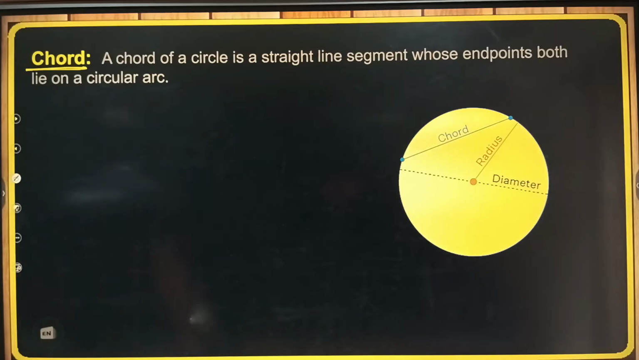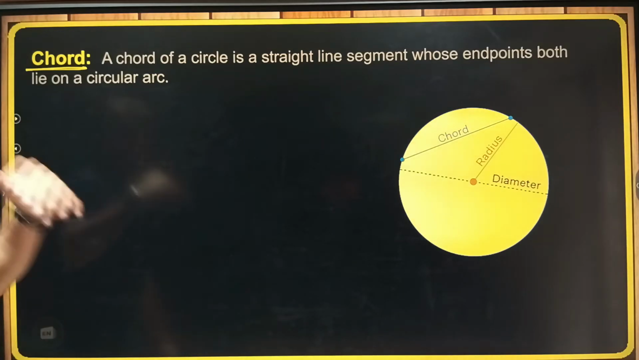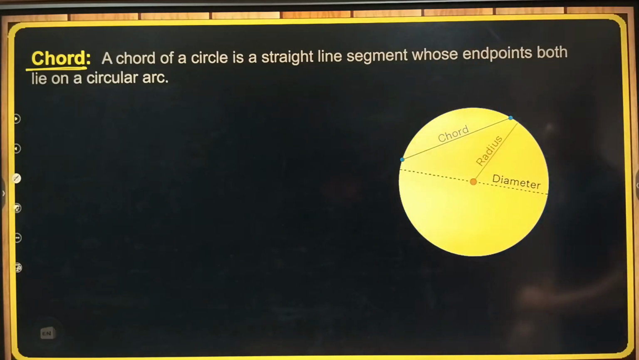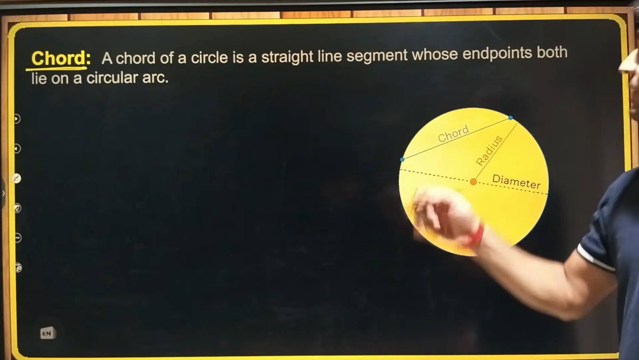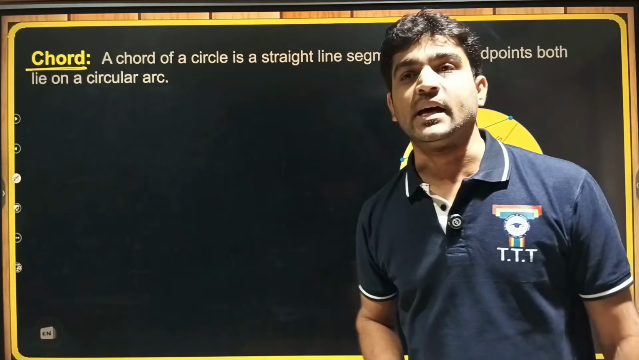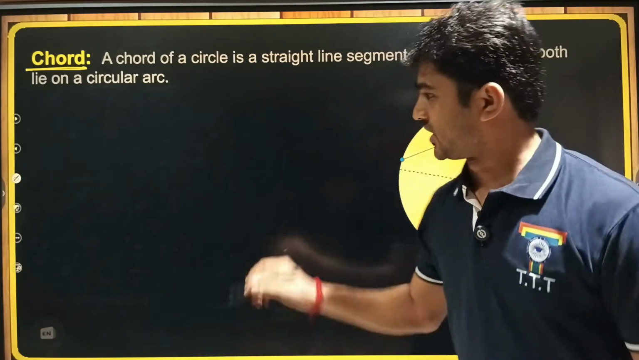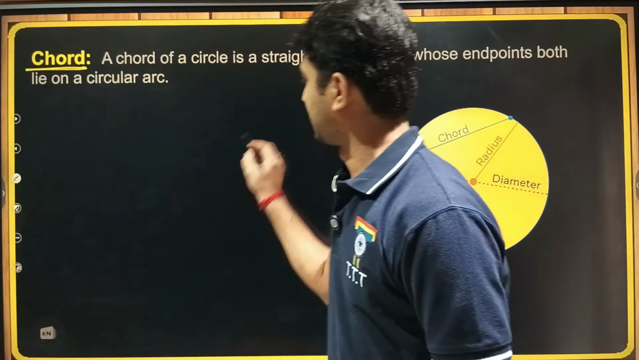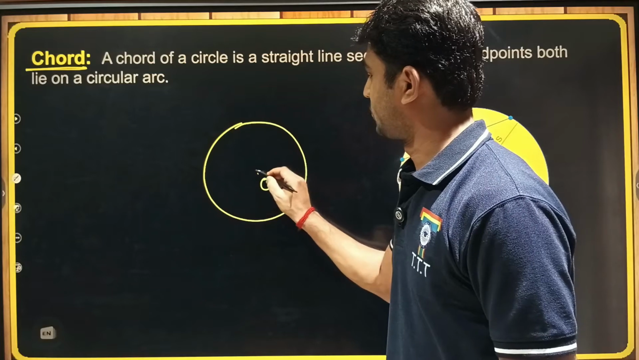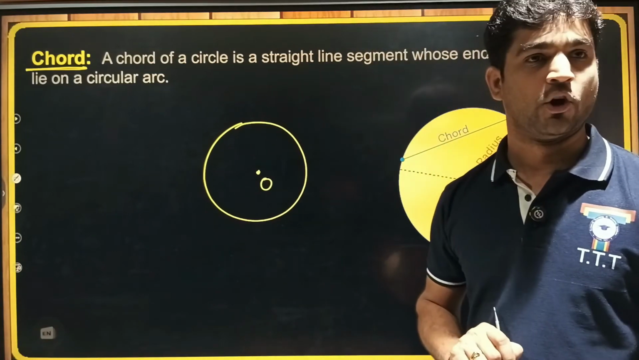You know, chord definition. Dear friends, if you consider a line segment, the chord is also a line segment whose endpoints both lie on the circular arc. Suppose you consider a circle whose center point is O.